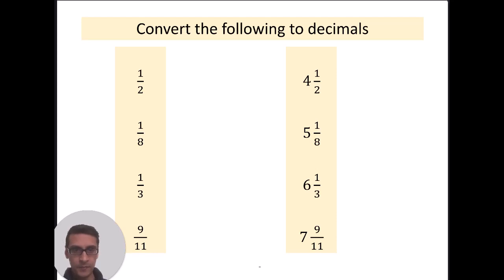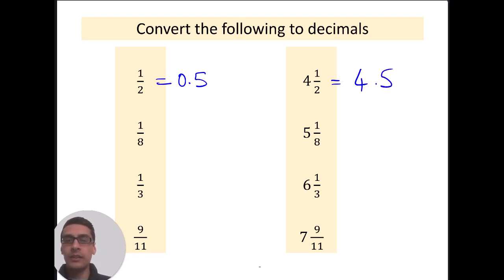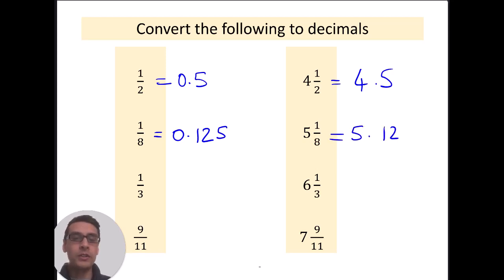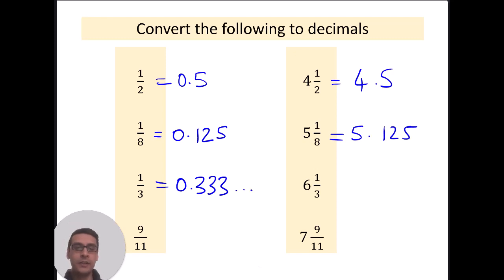Okay, so hopefully you've done all of the questions here. The first fraction, hopefully you didn't need to work that one out, 0.5. And then 4½ is just going to be 4.5. Then you've got 1/8. This is a common fraction that you should be familiar with. It's going to be 0.125, and 5 1/8 is 5.125. 1/3 is going to be 0.333, goes on forever, and 6 1/3 is 6.333, and that goes on as well.